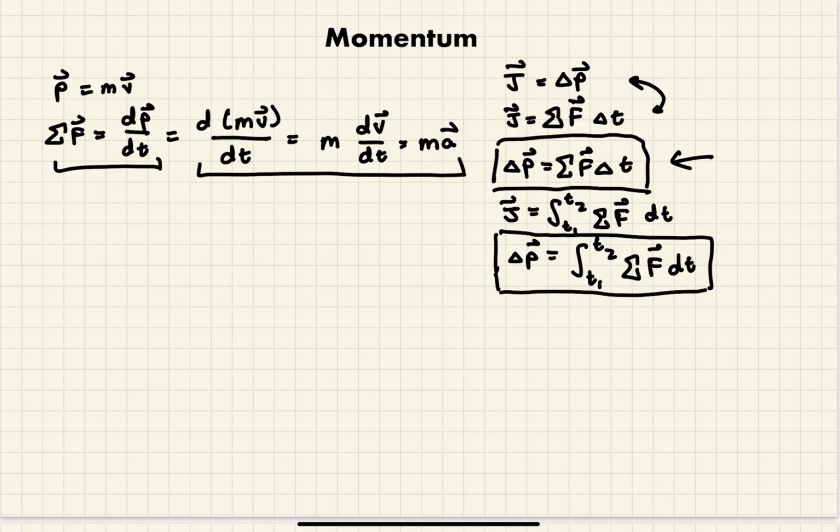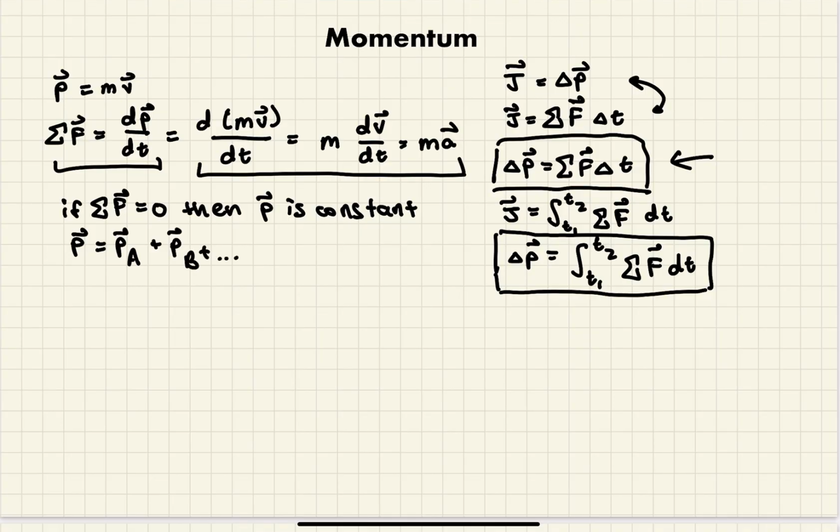This is no different. It's just saying that if you have a net external force of 0, and an external force is just a force that is not part of the system, exerted by something outside the system, then the momentum is constant. That's basically what the conservation of momentum is saying. The total momentum is equal to the first object's momentum plus the second object's momentum plus dot dot dot, all the way to all the objects that are in the system.